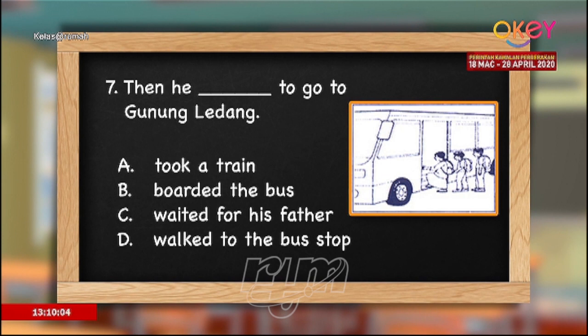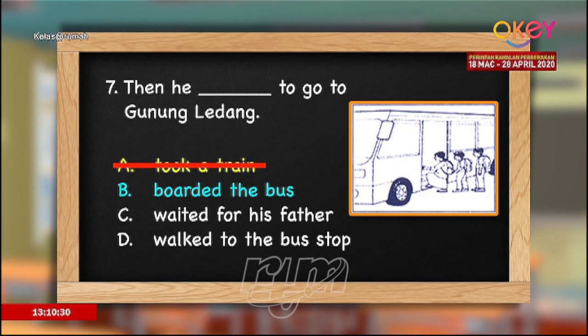Always use logic and ask yourself questions. Look at answer A and ask yourself if that's the answer. Is there a train in the picture? No, I don't see a train. So A is not the answer. Let's look at option B. Is there a bus in the picture? Yes, there is. Okay, this could be the answer. So we'll go back to it later.